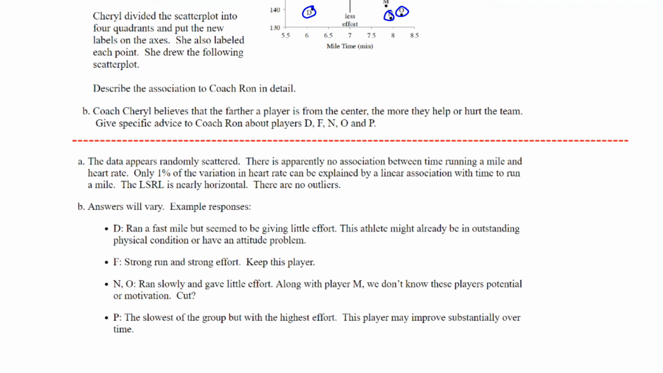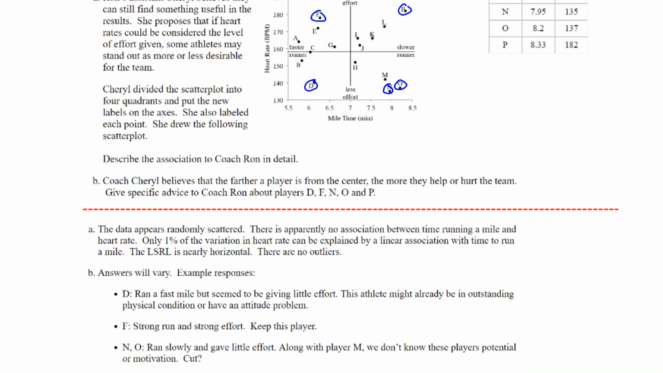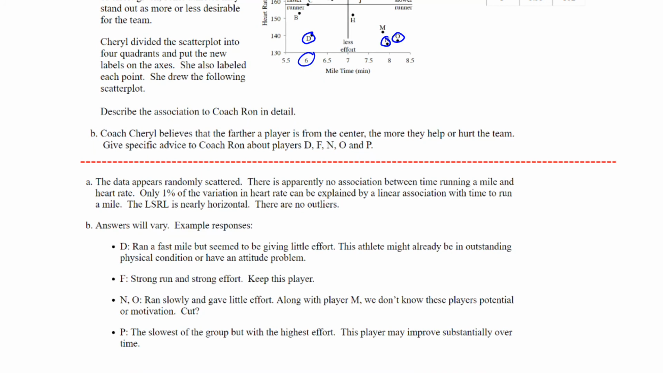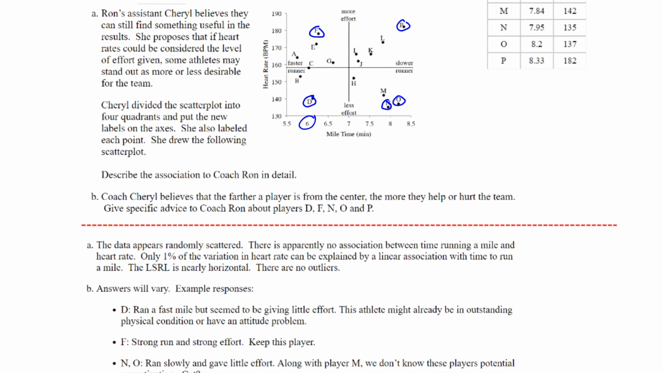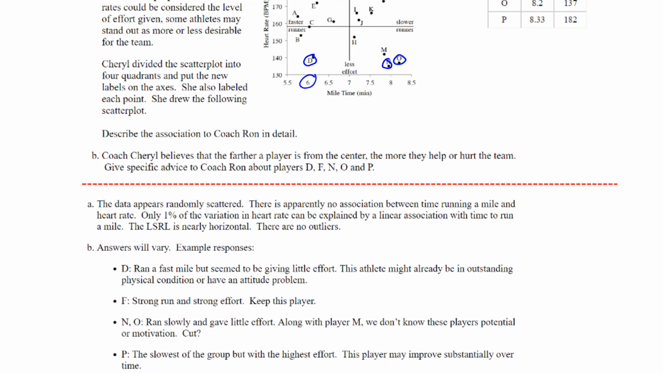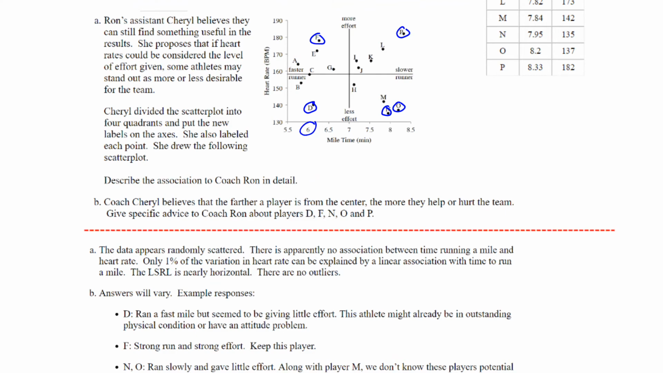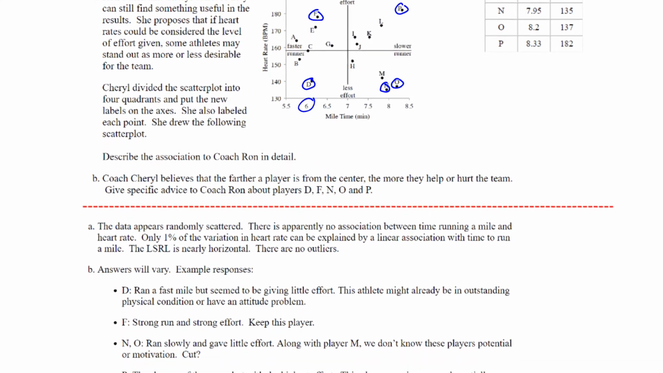On D, which is in quadrant 3, ran a fast mile but seemed to be giving little effort. This athlete might already be in outstanding physical condition or have an attitude problem. So once again, we are making some assumptions about this based on the time. You can see that the time is quick compared to a lot of them, and the heart rate is low, but that could mean they're in good shape. F, which is up in quadrant 2 there. Strong run and strong effort, keep this player because they got a good time, but their heart rate is up, so they're definitely pushing themselves.